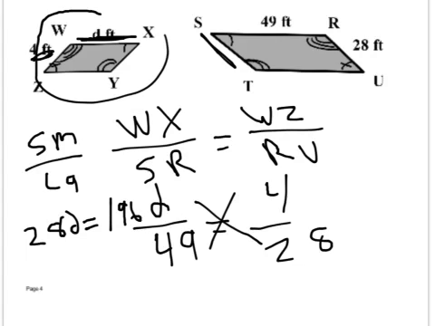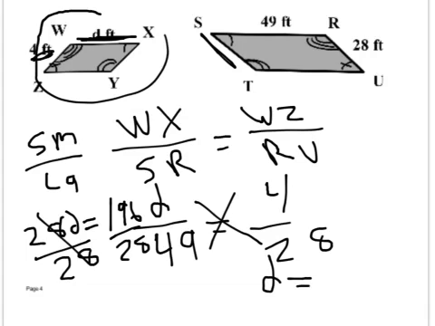We have 28 times a number equals 196. So we divide by 28 on both sides. D equals, someone raise your hand, tell me what 196 divided by 28 is. Yes, Paul. 7. It is 7. Good. So WX is 7 feet long. Don't forget your units.